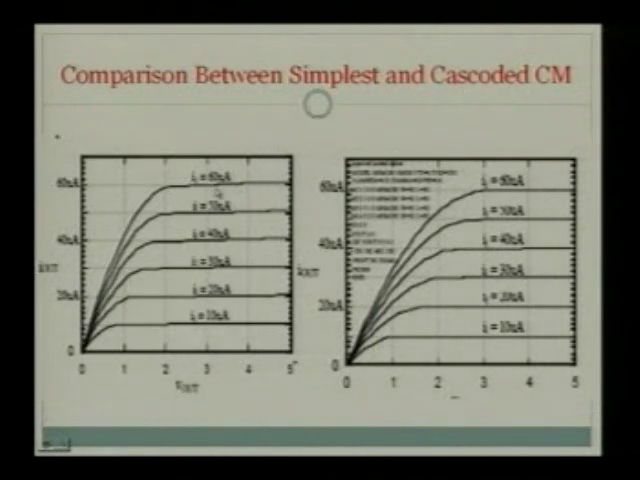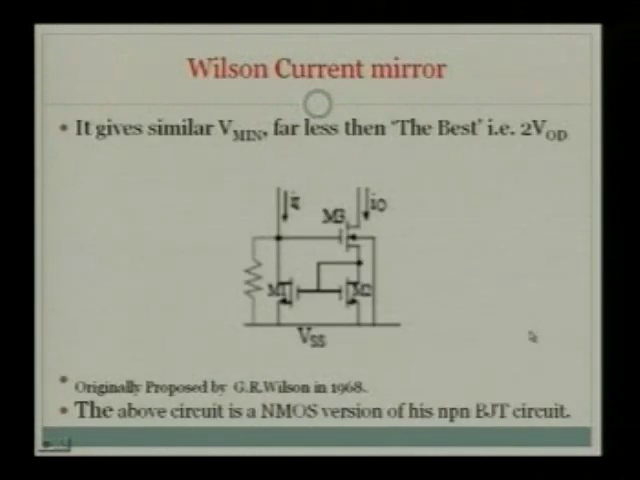So this inaccuracy is due to the mismatch of VDS1 and VDS2. As VDS1 equals VDS2, the accuracy is much higher. This is the Wilson current mirror. This was proposed by G.R. Wilson in 1968. Actually, he proposed this for the NPN BJT. So this is the NMOS version of his NPN BJT circuit.